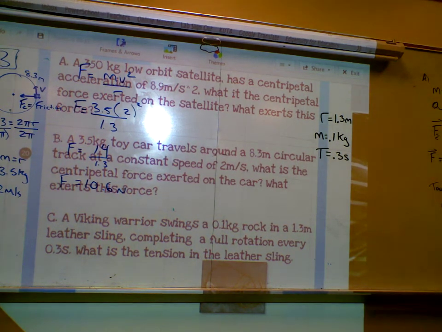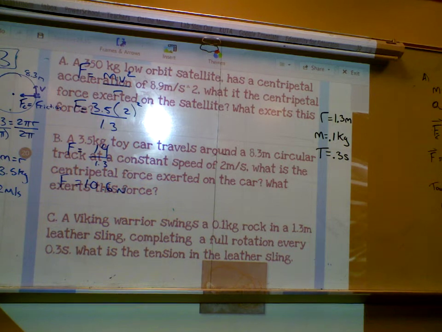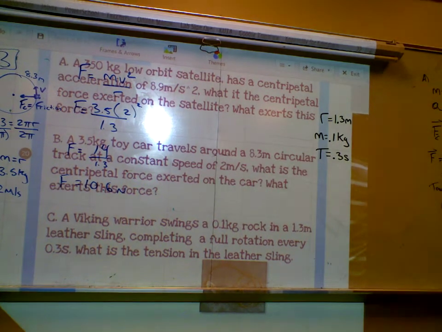What else do we know? That he's a Viking. He has a cool helmet. Yeah.